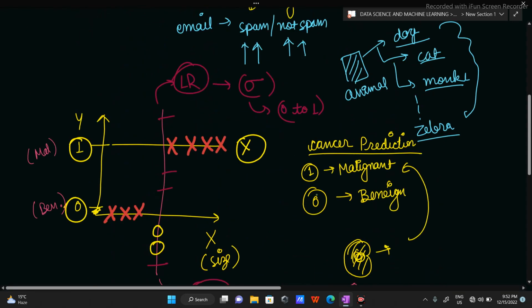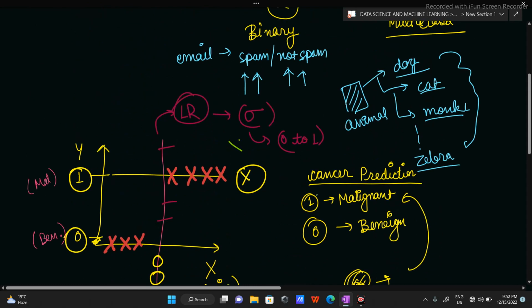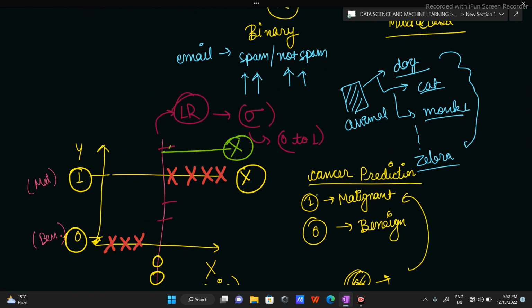So suppose I have a point like this, where the size of the cell is somewhere out here. Linear regression will predict it here. Now sigmoid will bring it from 0 to 1. Suppose sigmoid predicted it here, this is courtesy of the sigmoid function. Now I have that if else condition. It said, if it is greater than 0.5, just make it 1. So I brought this point here.